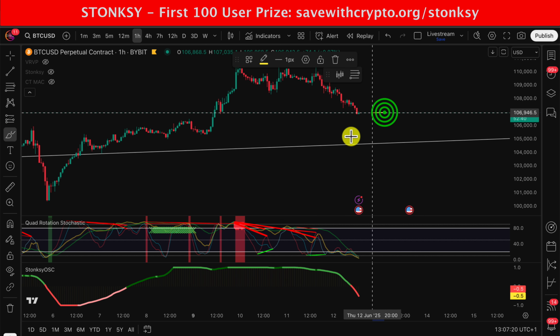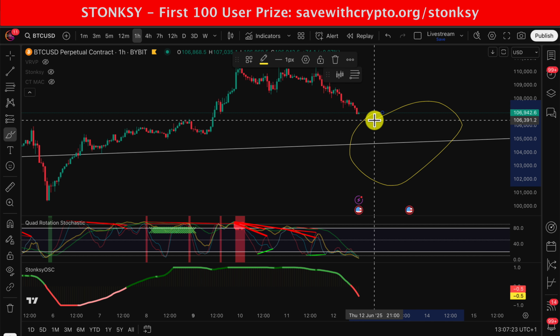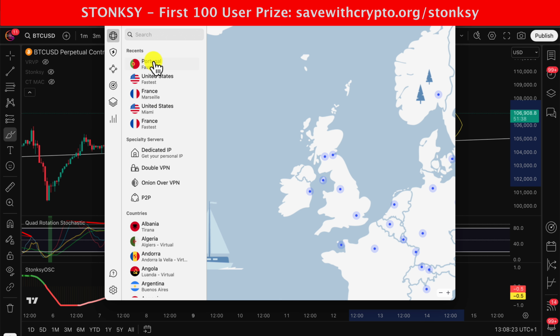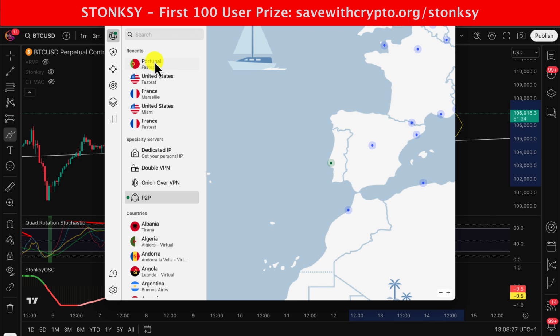But I really do think this kind of area is going to be the bounce area. Now, I am super tempted to nibble in a little bit with an account I've been testing out, which is a KuCoin one. Unfortunately, with KuCoin, what I need to do is set a VPN to Portugal because it doesn't work in the UK.